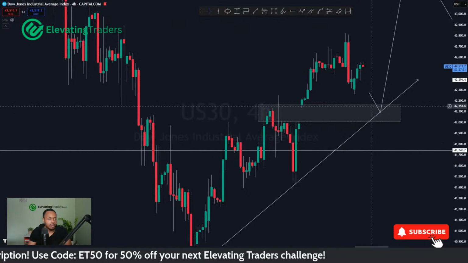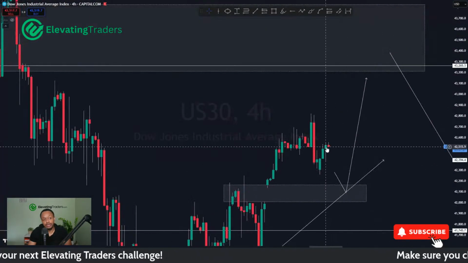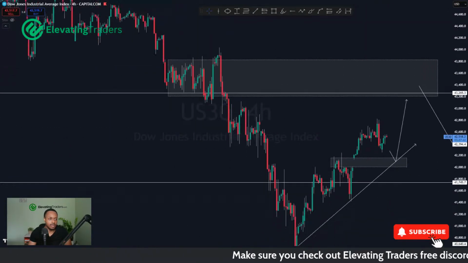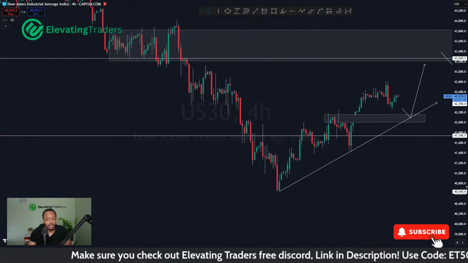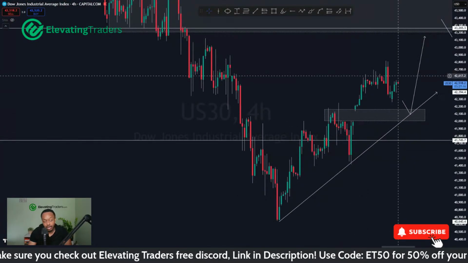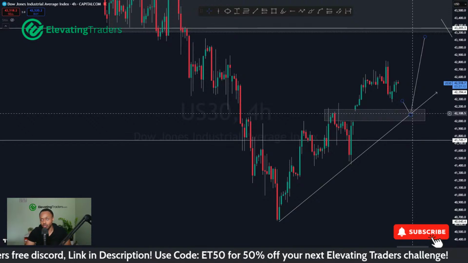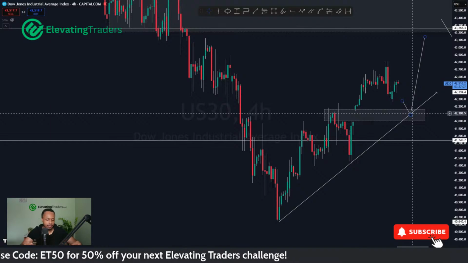So yeah, I'll wait for a push down. Buys around 42,100 look good. If we don't push down and we just keep pushing, then yeah, sells around there would be my best bet. But for now, I do think there's some upside. There's a gap here which price could look to go fill, and then use that as support to potentially spring to the upside as well. So I do like the upside opportunity there for US 30.